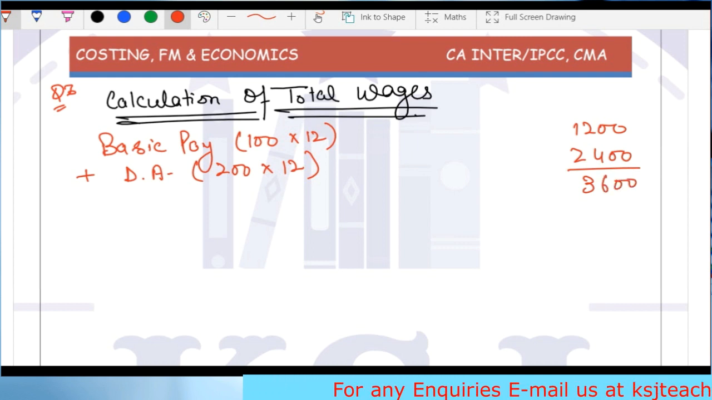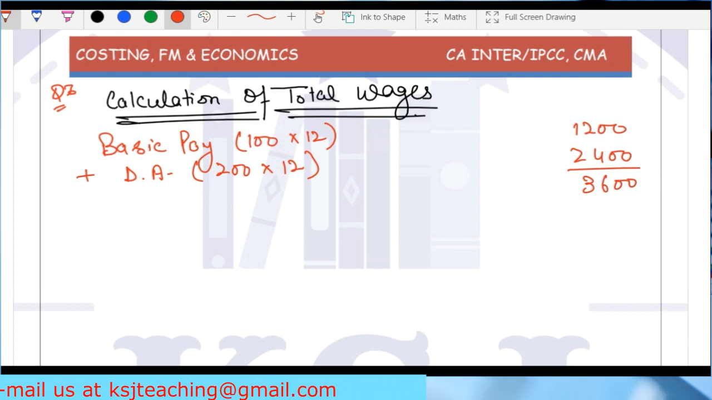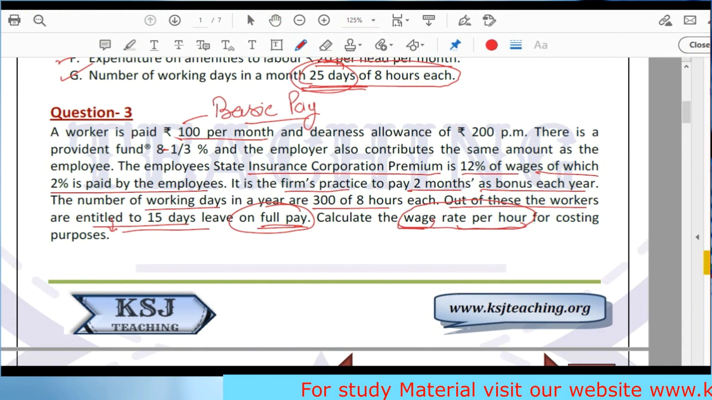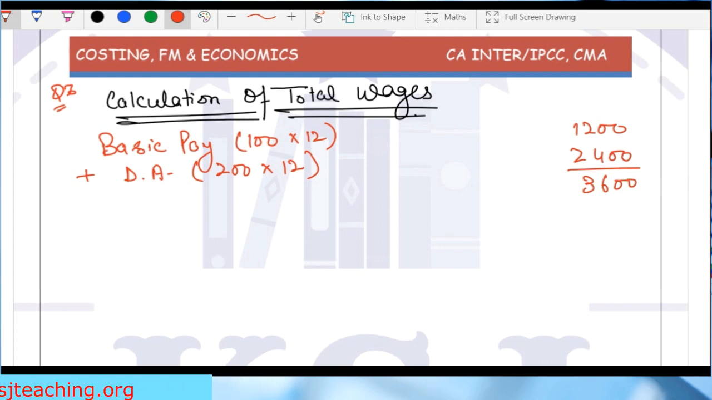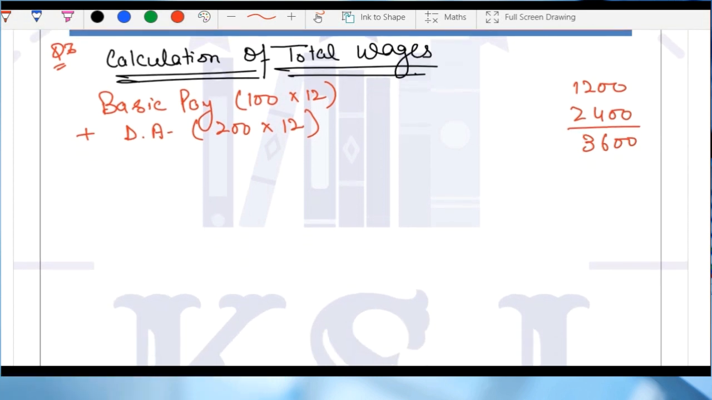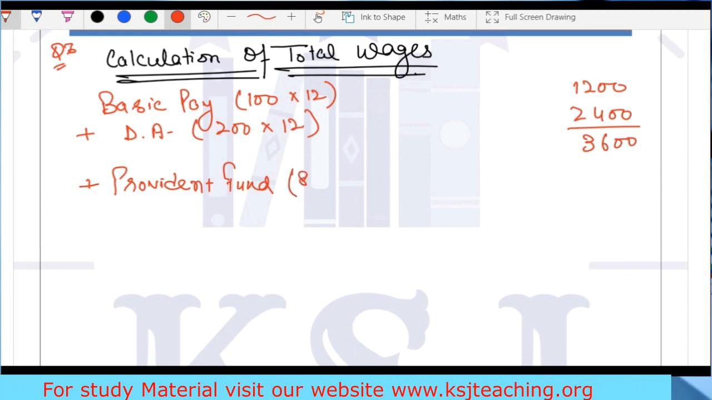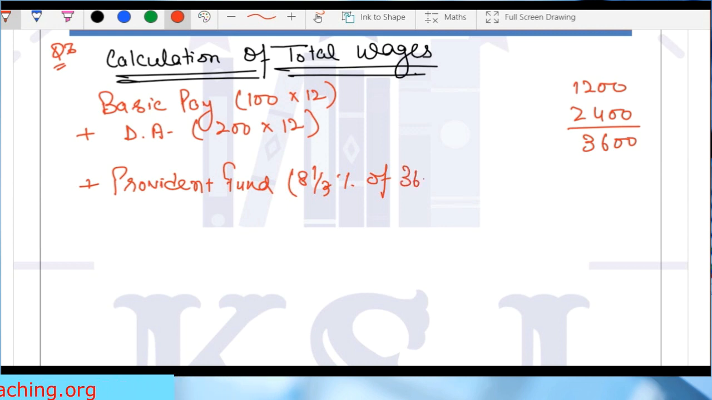Sir, why did I put a total here? Because a lot of things will be calculated on basic pay plus DA. So it is always beneficial to take the total here. Next. He says a provident fund of 8 1/3% and the employer contributes the same amount. The provident fund in most of the cases is calculated on basic pay plus DA. Even if it is not given in the question, you will calculate on the total. It will be calculated 8 1/3% of how much? 3600, that is the total basic plus DA. So this comes to 300.